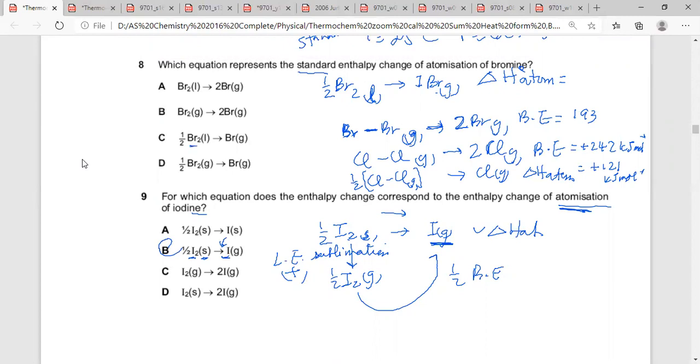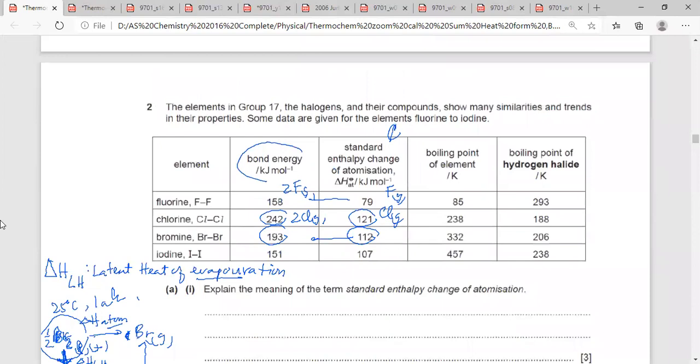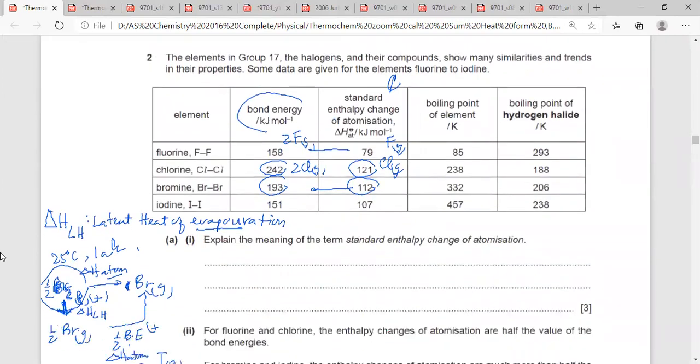Here, same. Standard state element at standard conditions, and 1 mole. C is the answer. So you can see they ask you the question like this. Heat of atomization and bond energy are similar in the sense that they both produce gaseous atoms. But bond energy produces 2 moles of gaseous atoms, while heat of atomization only 1 mole. It also depends on the standard states, at standard temperature and pressure.